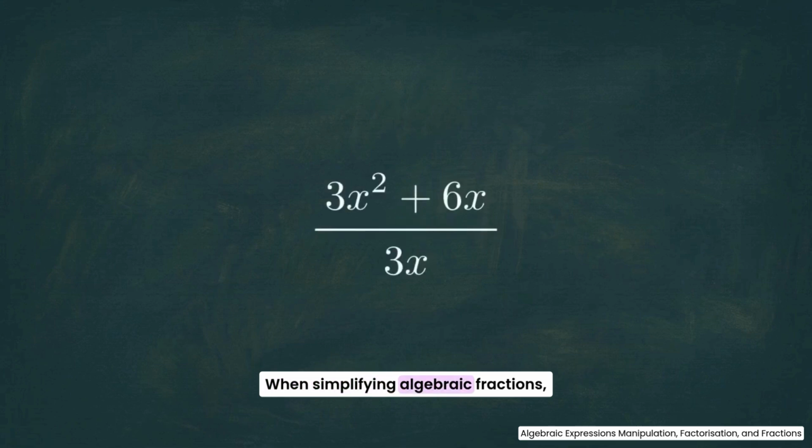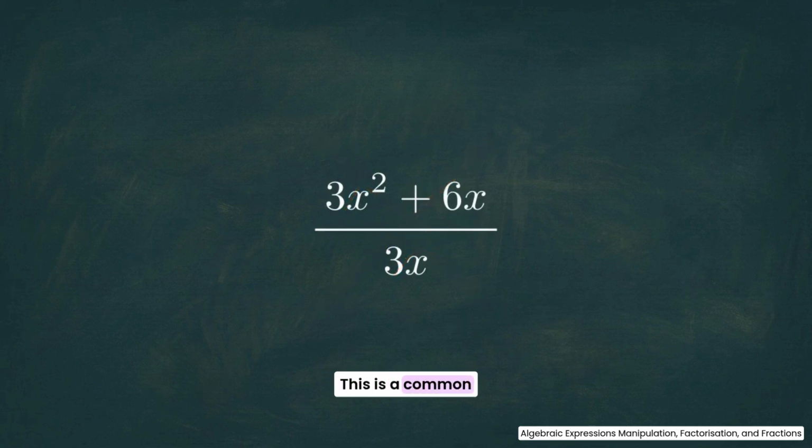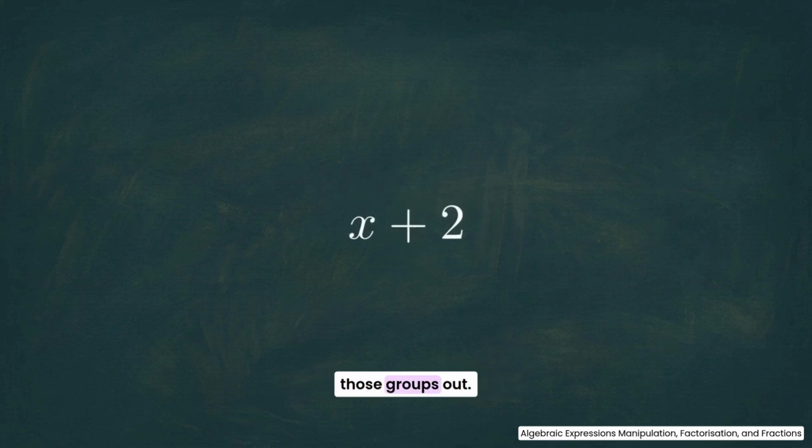When simplifying algebraic fractions, do not try to cancel out loose individual variables on the top and bottom. This is a common error that leads to incorrect answers. The correct method is to factorize the numerator and denominator into brackets first. Only when the terms are part of matching groups can you cancel those groups out.